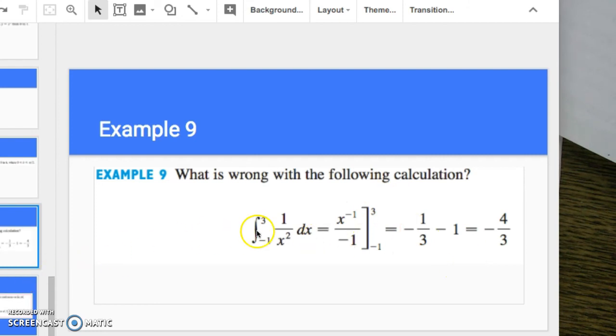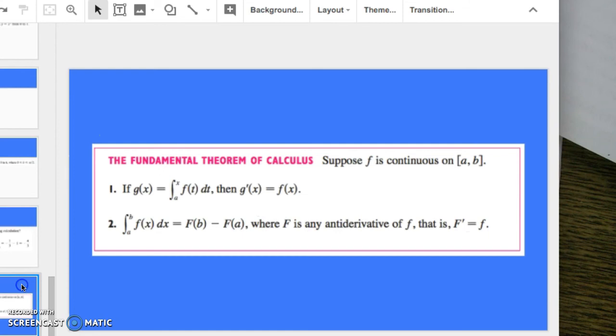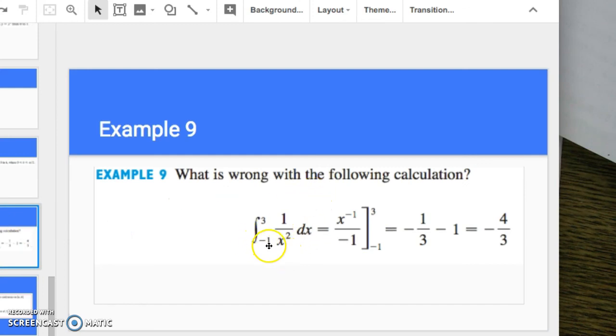But when we go back to our fundamental theorem of calculus, it says suppose that the function is continuous on a to b. So this theorem only works, we can only do the integration and plug in b and a if the function is continuous on the interval. And if we look at the interval they gave us, -1 to 3, this function is undefined at 0, and 0 is between -1 and 3. So this function is not continuous, and that is why this calculation is not correct.